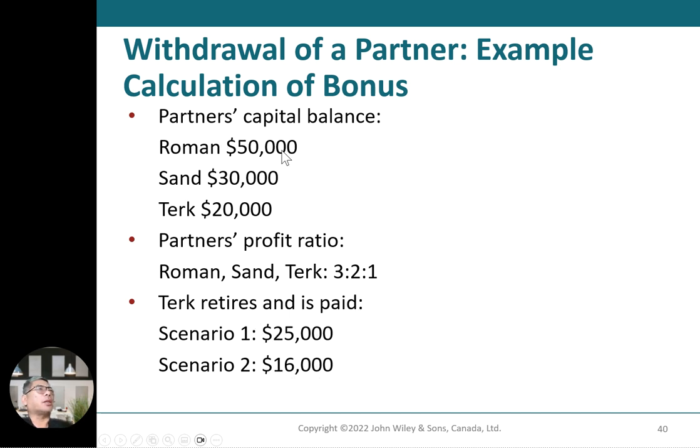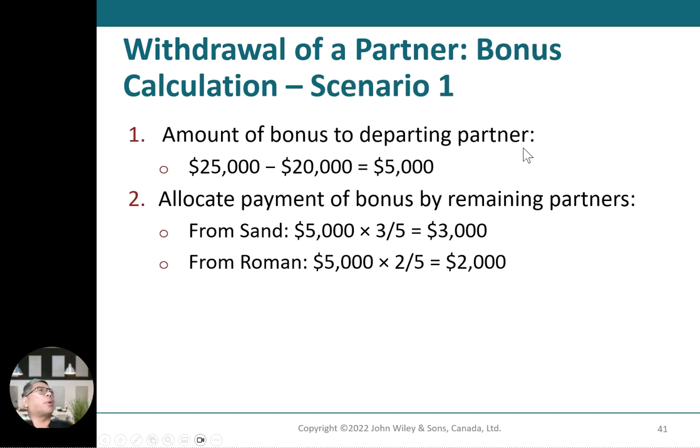So you get here three partners: Roman, Sand, Tech. 50, 30, 20. This is the ratios. And Tech retires, the last one, the lowest one. Scenario 1 retires at 25,000, scenario 2 at 16,000. So what is the logic for the amount of departing partners? 25,000 minus 20, so you got 5,000 here. Allocate payment will be 5,000, which is 3 divided by 5, 3,000. Roman 5,000, 2 times 5 is 2,000. That's how it goes. Okay, this is scenario 1.